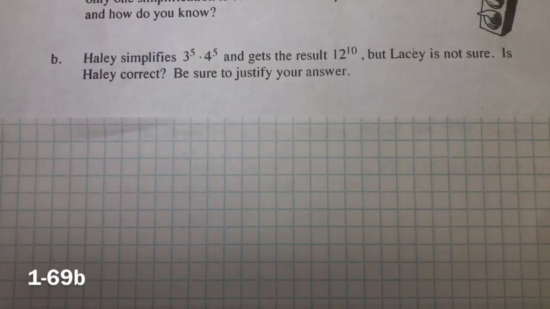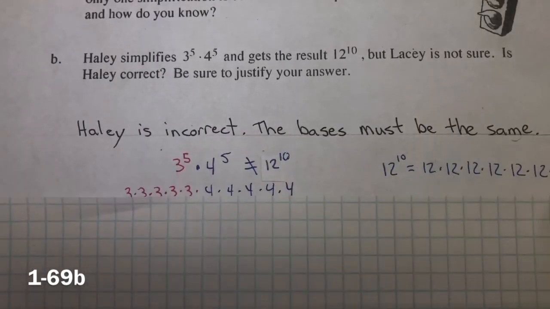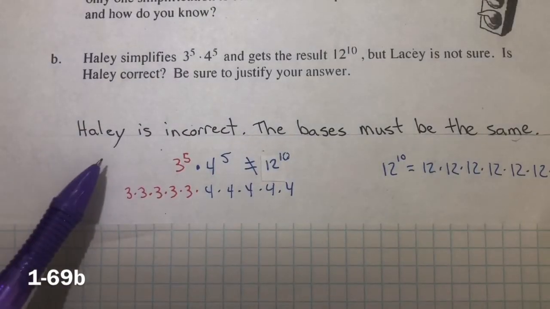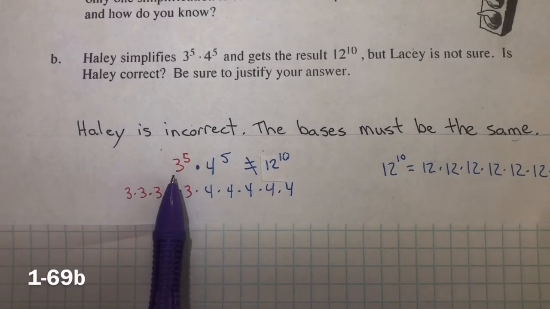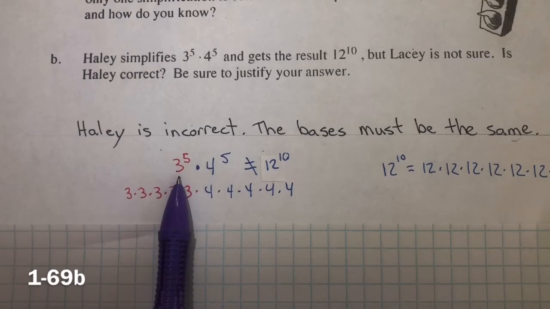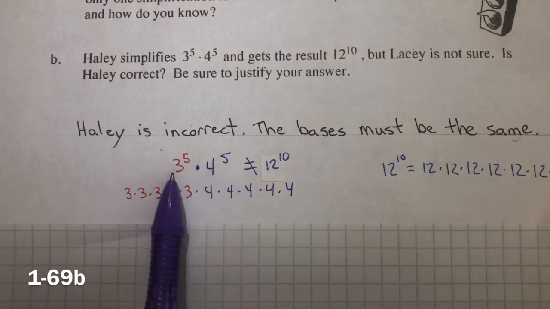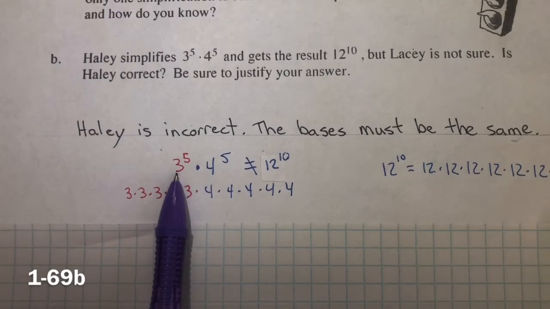For part B, Haley simplifies 3 to the 5th multiplied by 4 to the 5th and gets the result 12 to the 10th. But Lacey is not sure. Is Haley correct? Be sure to justify your answer. So Haley is incorrect. The bases must be the same. In order to multiply, we have to have like terms. These are not like terms. The bases are not the same.